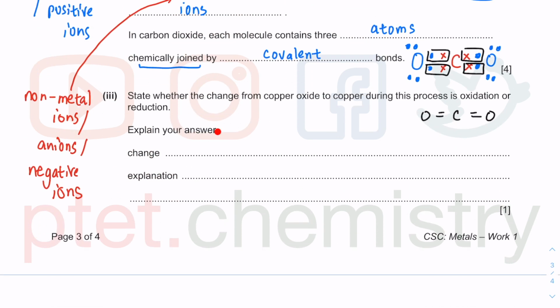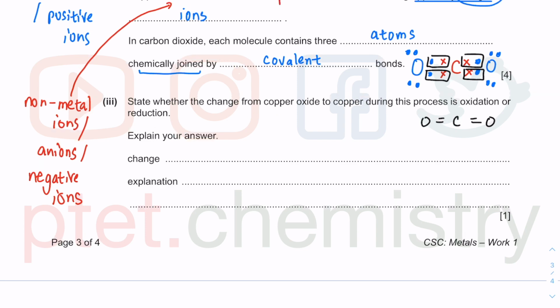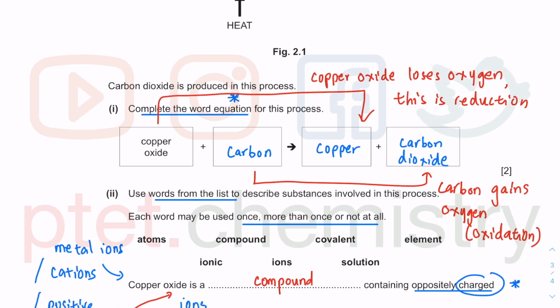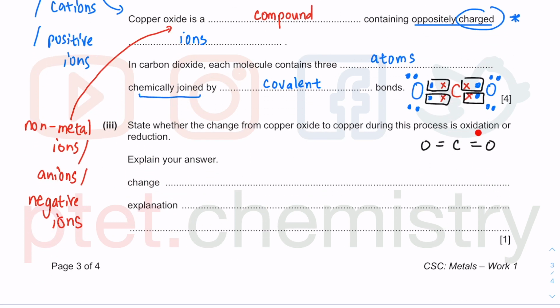Now this was the question I earlier discussed: state whether the change from copper oxide to copper is oxidation or reduction. So copper oxide becoming copper. What happened there? There is a loss of oxygen. This has got oxygen. This hasn't got oxygen. Loss of oxygen is reduction. So is it oxidation or reduction there? Well, it is reduction. So what is reduction? Reduction is loss of oxygen.